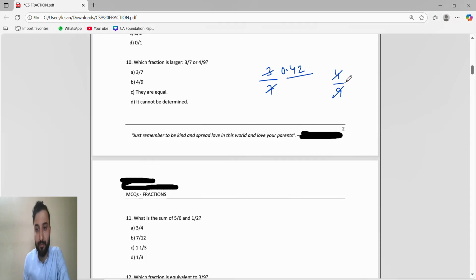Let's see this. 4 will not go with 9. So 0 point means 40. 40 means 9 4 the 36. Okay. Again 4 is there. So with point it will become 40. Again 9 4 the 36. So 0.44, 0.42. So 0.44 is larger. So 4 by 9 is larger. That's it.